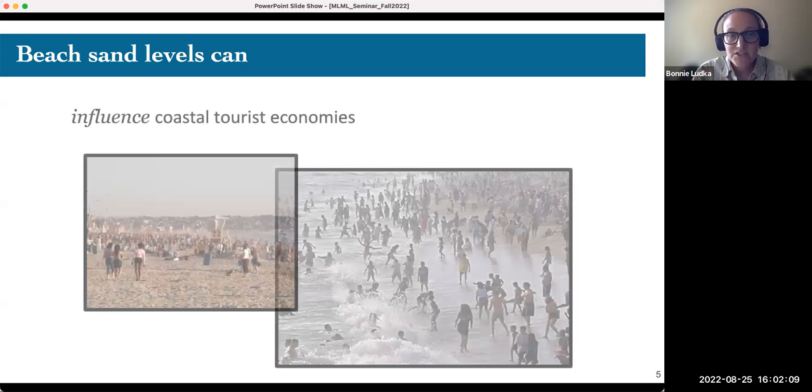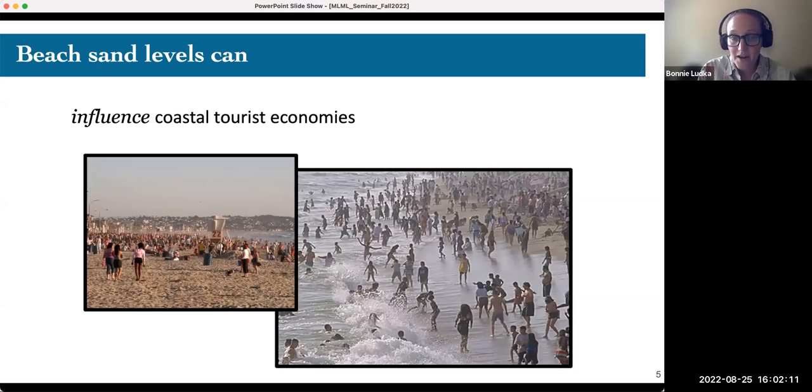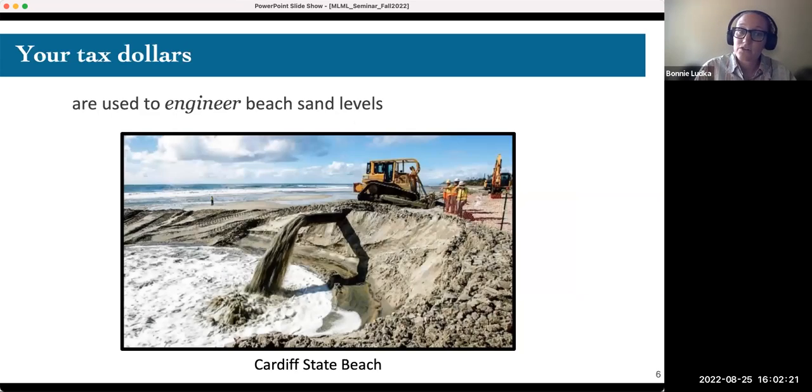Beach sand levels can also influence coastal tourist economies. There have been studies that show that the width of the beach can be related to the strength of the tourist economy. Your tax dollars are used to engineer beach sand levels. So this is a picture of sand that is being placed on Cardiff Beach. And we'll talk about beach replenishment later in the talk.